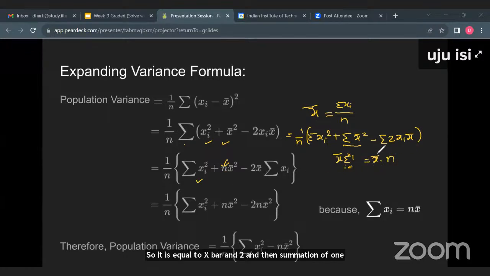And from the next term also, we will common out twice x bar, and this is equal to summation xi. Okay. Till now, anyone has doubt?